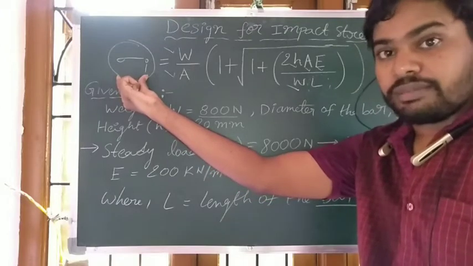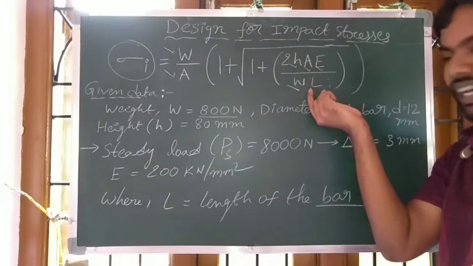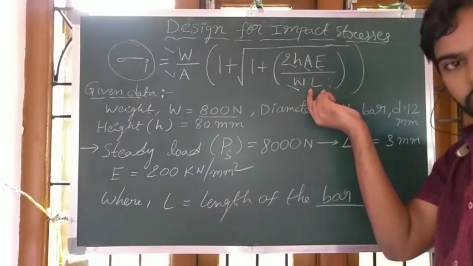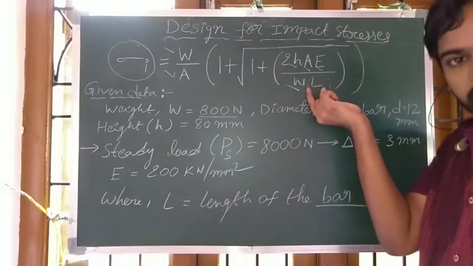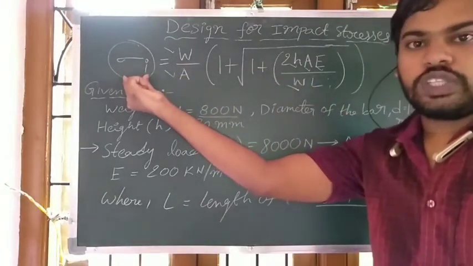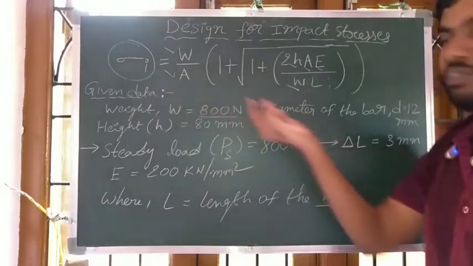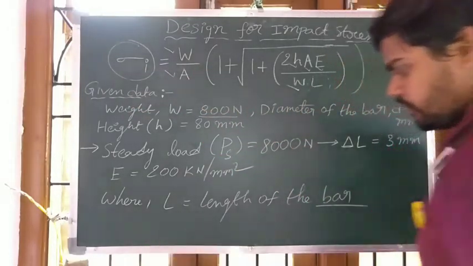So to calculate impact stress, we first of all need to know the length of the bar. We should know the value of L, the length of the bar. Only if we know the L value will we get sigma I, the impact stress. So first of all we need to calculate this length of the bar.